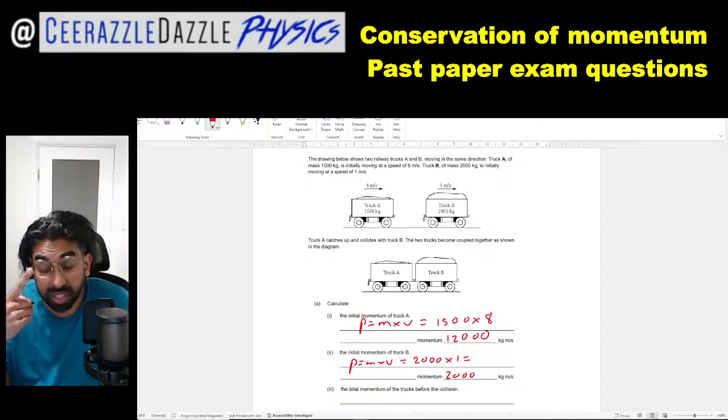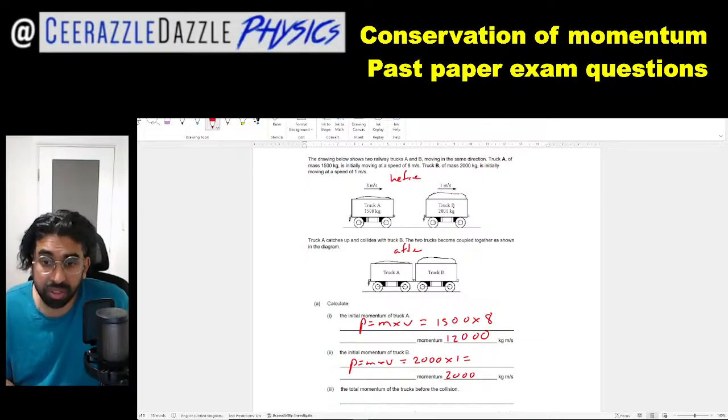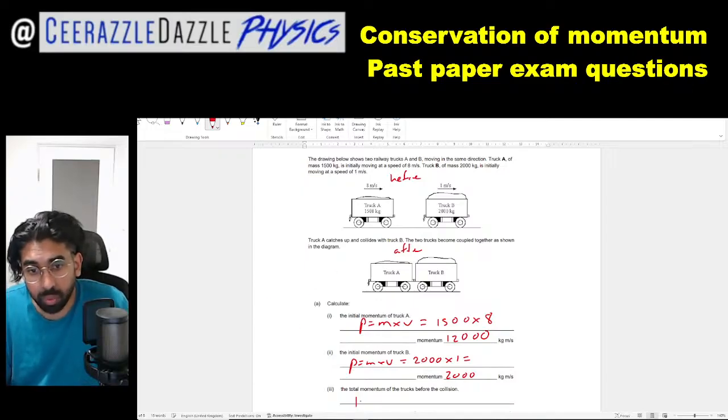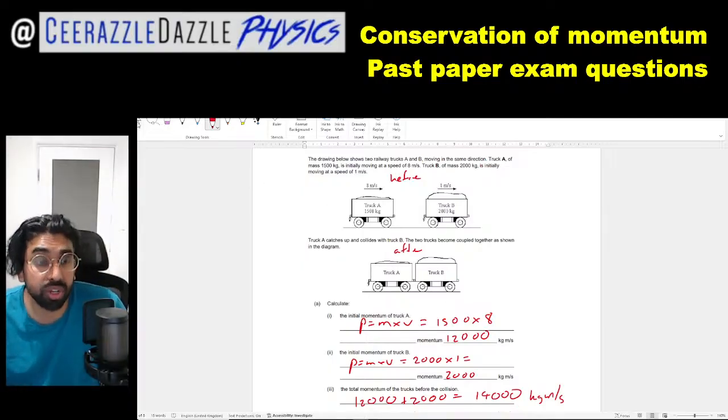Calculate the total momentum of the system before the collision. Right, so this is the before stage, and obviously this is the after stage. So this momentum plus this momentum is going to be how much? It's going to be 12,000 plus 2,000, which is equal to 14,000. Excellent. Kilogram meters per second, because don't forget momentum is measured in kilogram meters per second. I know the question at the start was a bit different. It was tons, kilometers per hour, but in general it's kilogram meters per second.